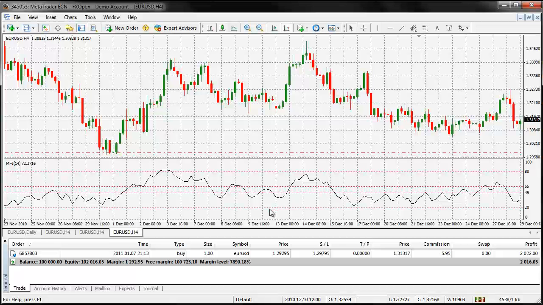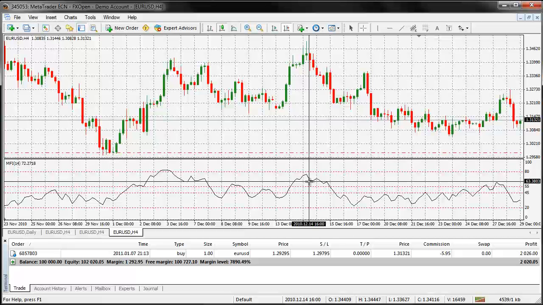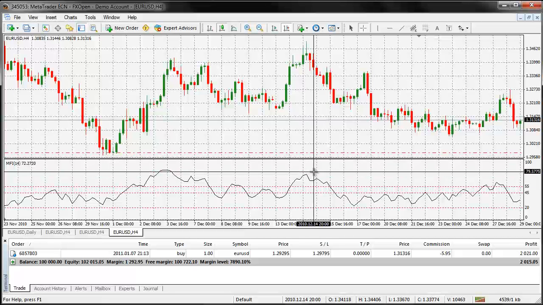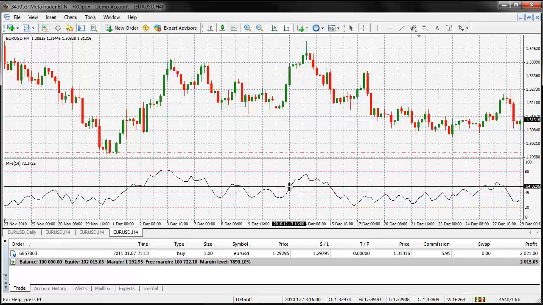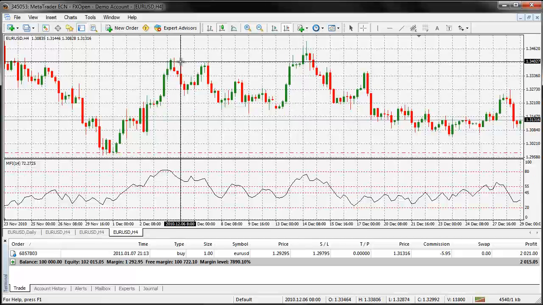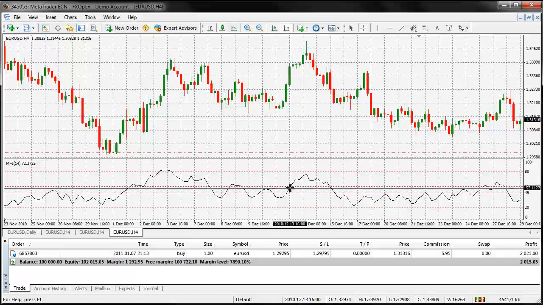Let's just find another one. Let's find another buy signal. Here is a buy signal right here. Now the market doesn't actually go up as high as 80, so now we're going to have to use a little bit of common sense. And we're going to have to start targeting areas of its previous highs.